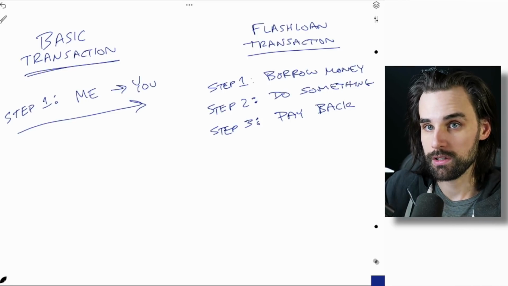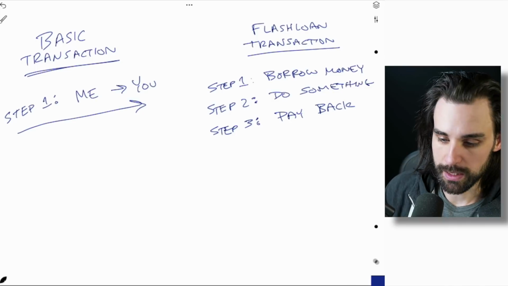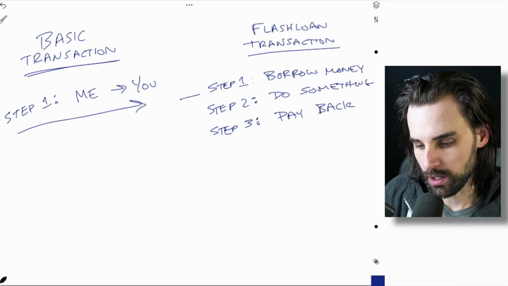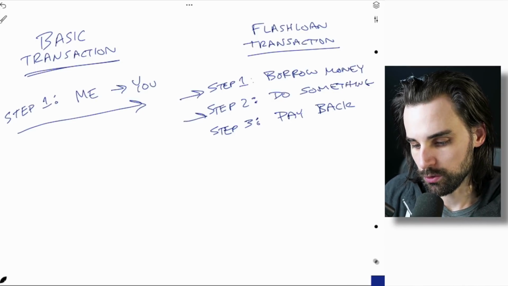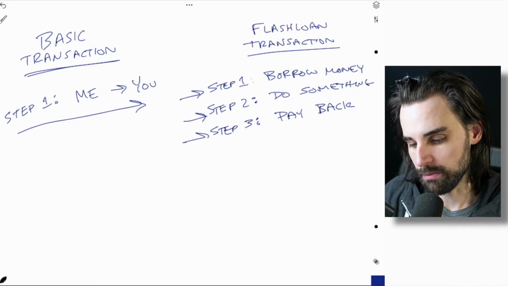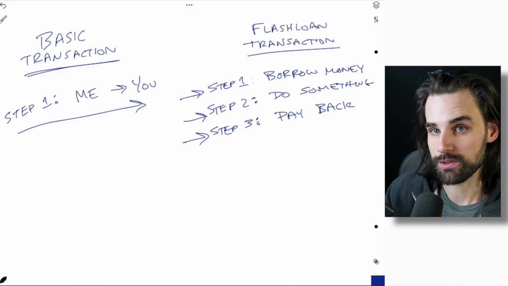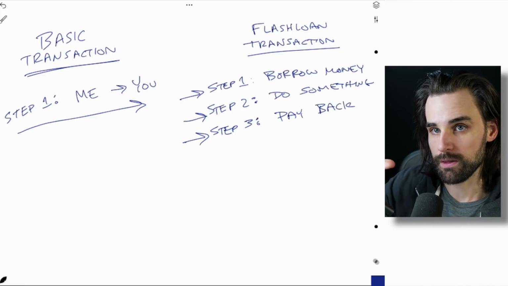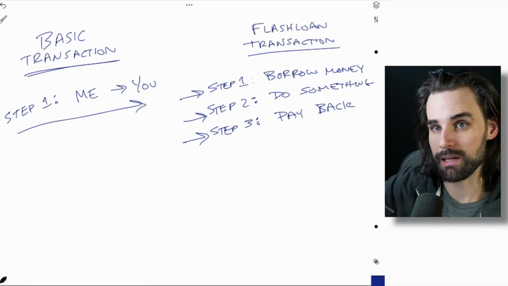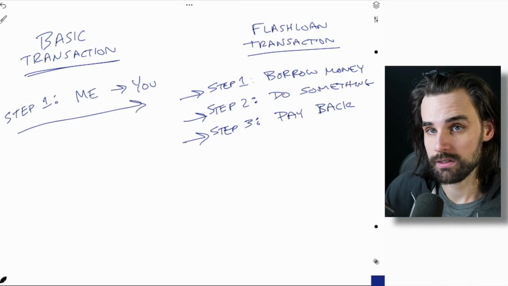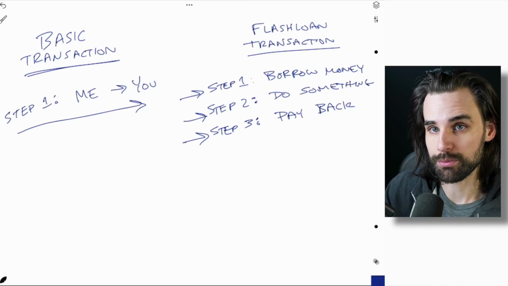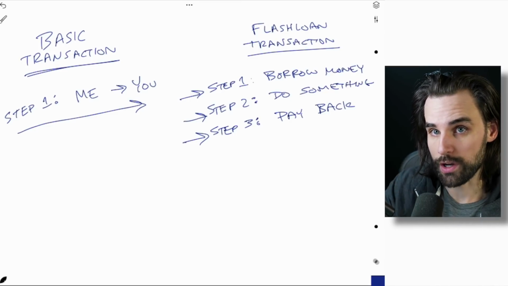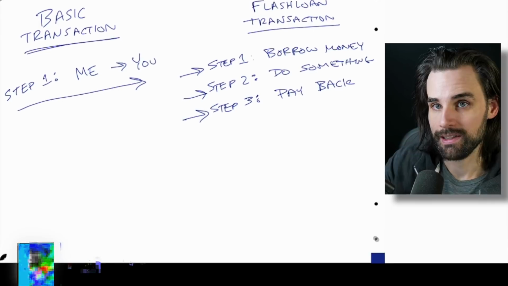So you can actually create a transaction with multiple steps like this one that says, step 1, borrow money. Step 2, do something with it. Step 3, pay it back. And that's what you do with flash loans: you borrow the money, you do something with it, and you pay it back. And the blockchain treats all that like the same transaction. You can create these complex transactions as a developer with smart contracts. Whenever you create a function for the smart contract itself, that's exactly what you're doing.